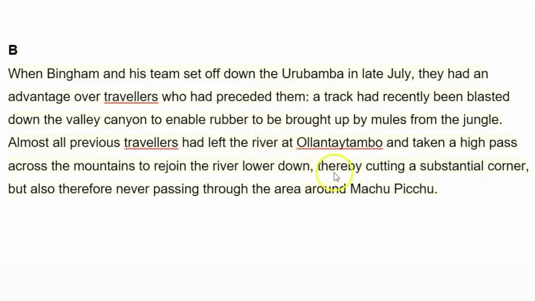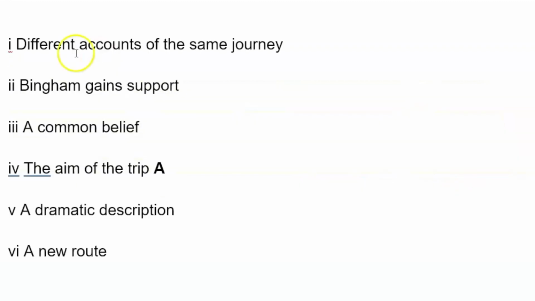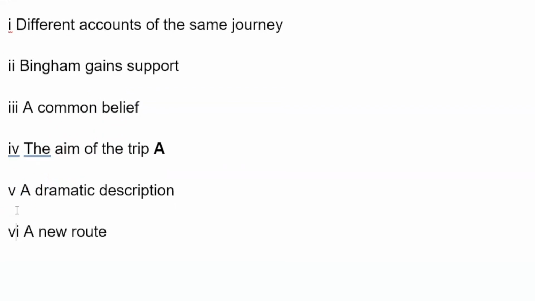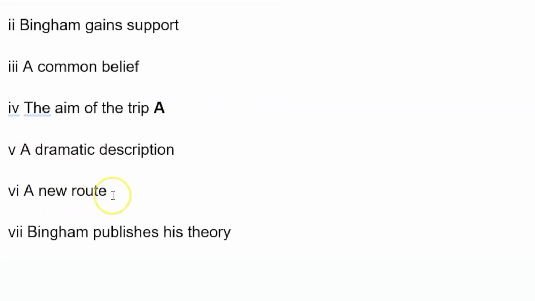Now, look at the headings. The first heading is not suitable because we don't have any information about different accounts of the same journey. Second, also not suitable because we don't have information about support for Bingham. A common belief is not given in paragraph B. Fifth, a dramatic description. We don't have any description in this paragraph.